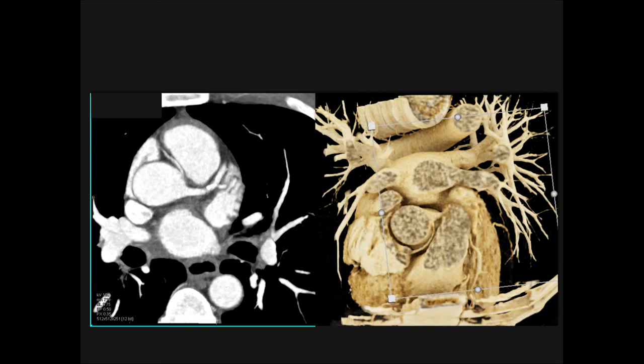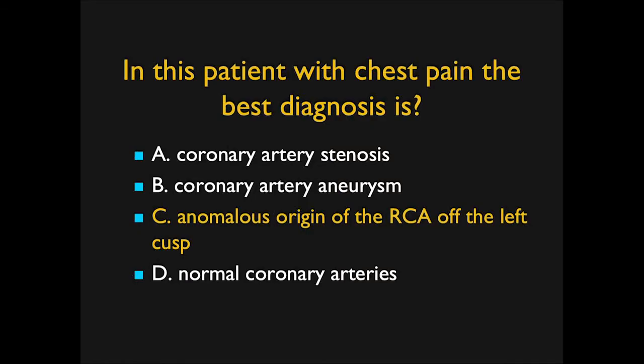And you can see it again when you look at the cinematic view from above. You see how the right coronary is beautifully shown in 3D, how it tracks between the ascending aorta and the main pulmonary artery. And this is anomalous origin of the right coronary off the left cusp. This is one of the what's called malignant configurations where the patient can experience sudden death. You can see here the coronary is small, and you can imagine the compression of the origin of the vessel when the patient is in systole. So obviously it's not a normal coronary artery, it's not stenosis, and it's not aneurysm. So a really nice example of that.